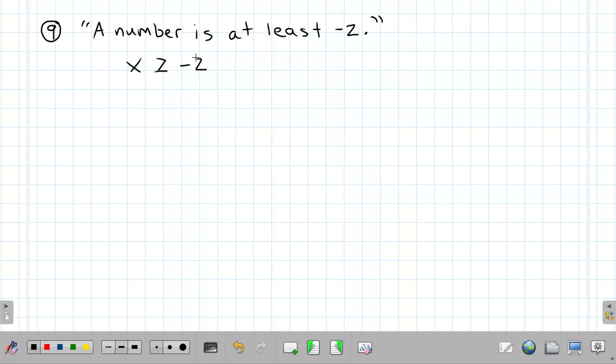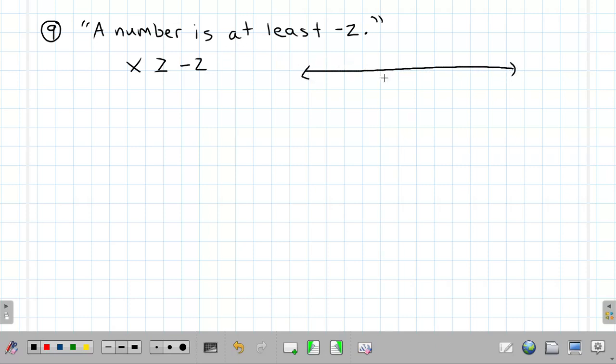So if somebody says there's at least 10 cars in the parking lot, then you know that they're saying there's 10 or more cars. And then at the same time, just think about what that logically means. Now we have our inequality: x is greater than or equal to negative 2.